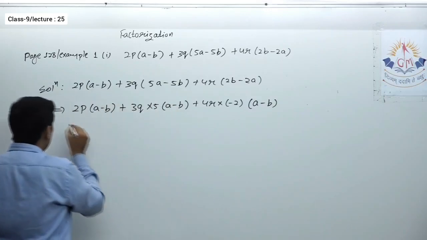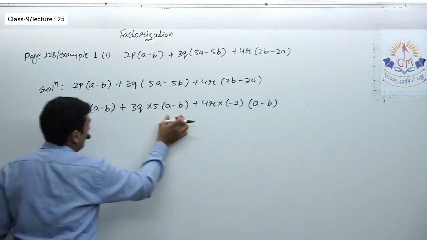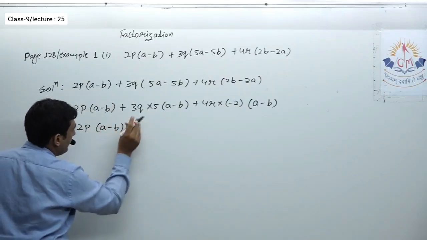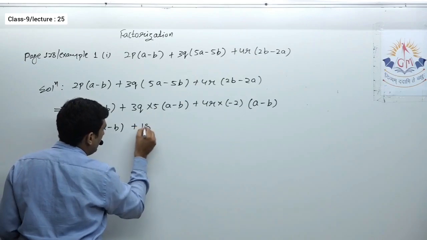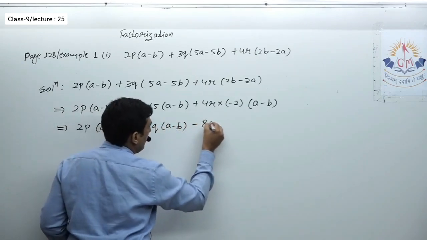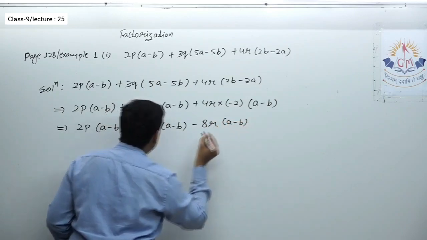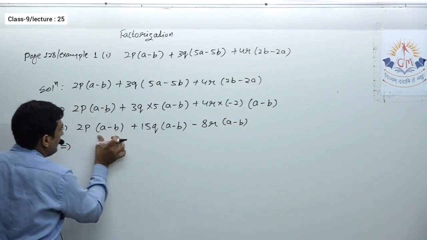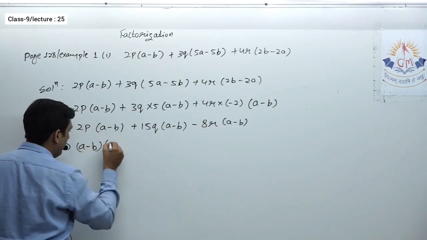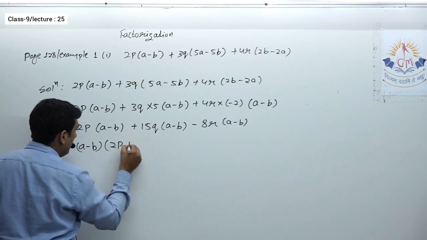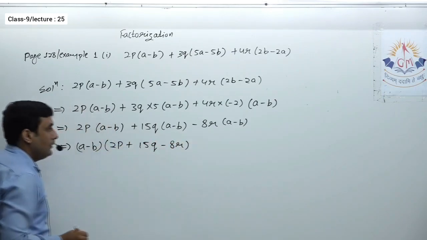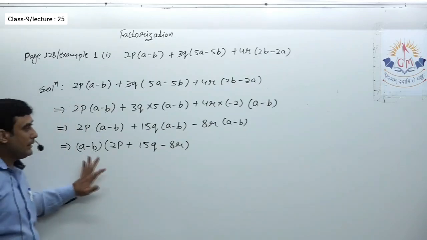Okay, now a minus b, a minus b, a minus b, but I will do it later. First I will simplify this further. So this will become 15q(a minus b) minus 8r(a minus b). Now it is very easy to take a minus b common. So when I take a minus b common, what am I left with? 2p plus 15q minus 8r. Okay, so I hope this is clear to you.